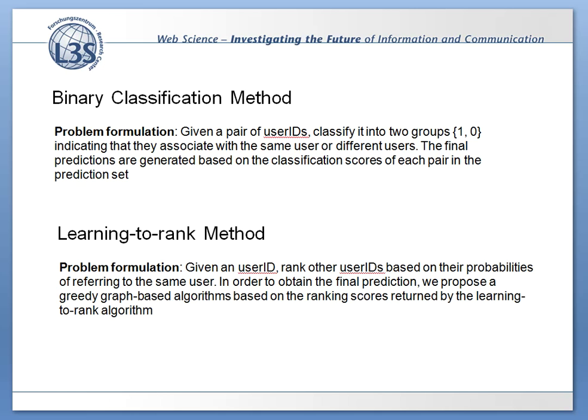We tried two different methods for solving the problem. In the first one, we consider it as a binary classification problem. Given a pair of user IDs, we classify it into two groups, indicating that they associate with the same users or different users. In the second one, we formulate it as a learning to rank problem. Given a user ID, we rank other user IDs based on their probabilities of referring to the same users.